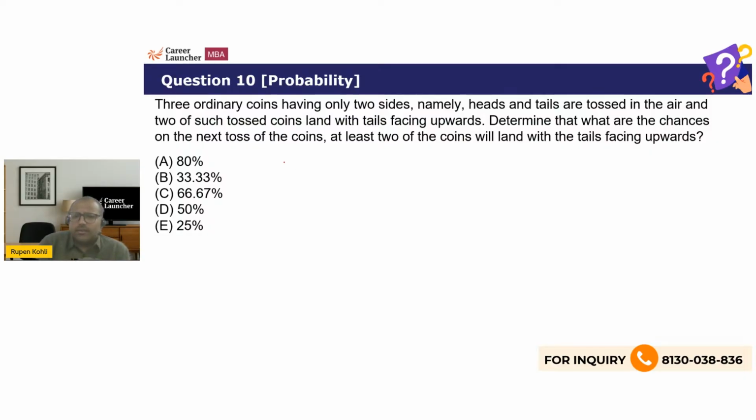There are three coins, so each of them has two options. In total, because there are two options with each of them, heads or tails, heads or tails, heads or tails, my sample space has a total of 8 outcomes, right? For example, out of those eight outcomes, one outcome is head head head, another is tail tail tail, another is head head tail, or head tail head, etc. So all those eight outcomes are equally likely.